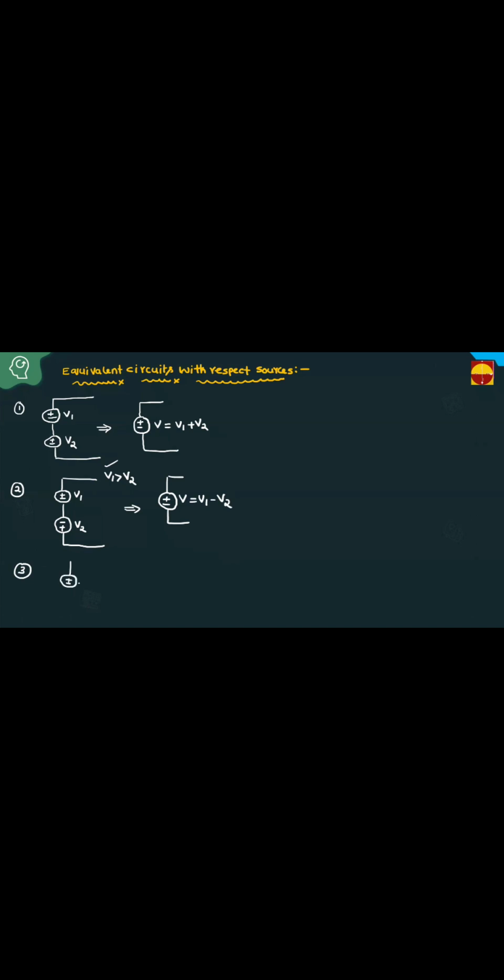Same, one more I am giving here. Two sources, plus minus V1 and minus plus V2, where V2 is greater than V1. Then what is the resultant you have to replace? Which is greater? V2 is greater. Then you take the V2 polarity, minus plus, and V equals V2 minus V1. Next, the fourth one. During solving of the problems, all these observations are important.